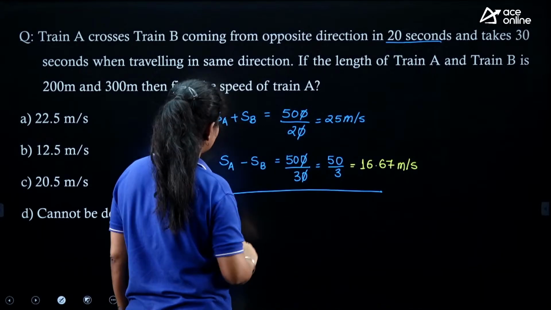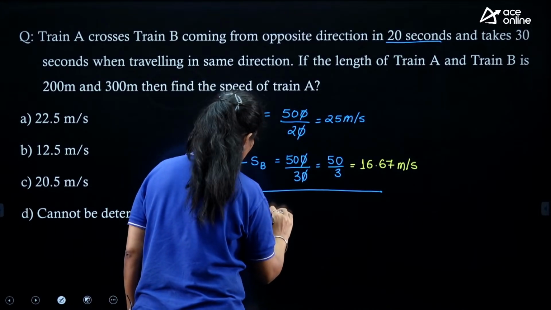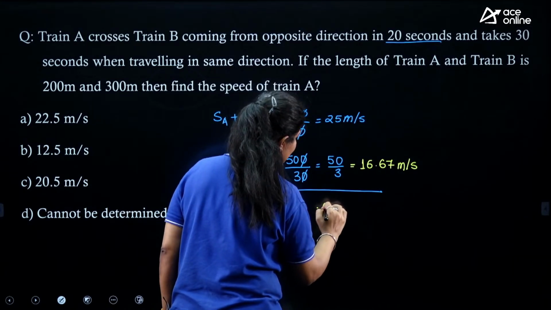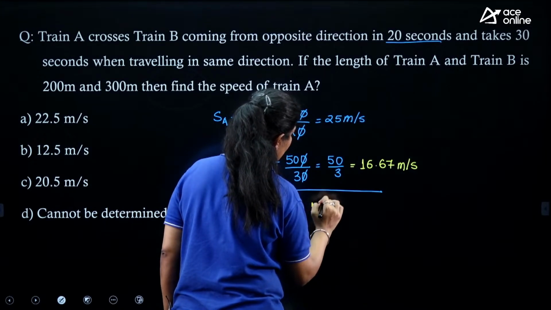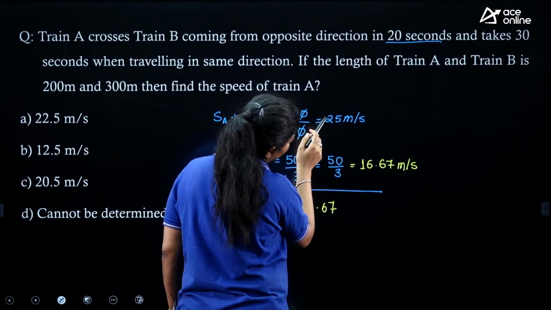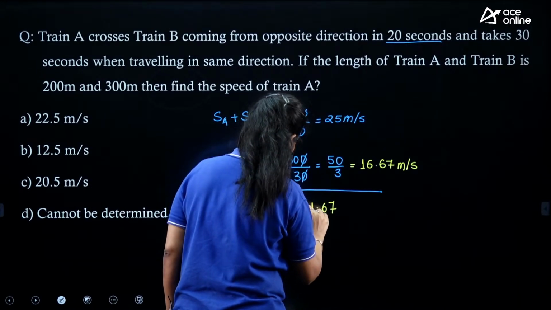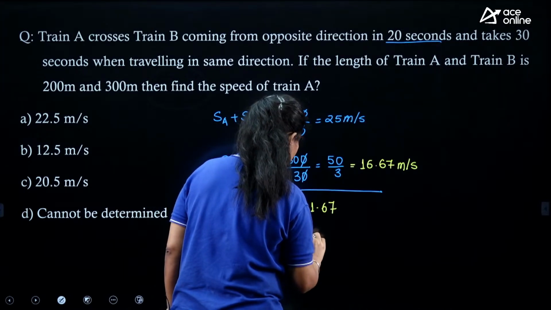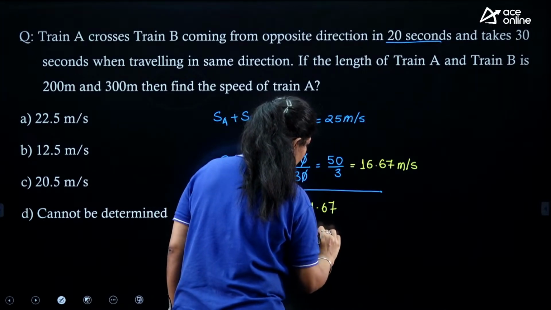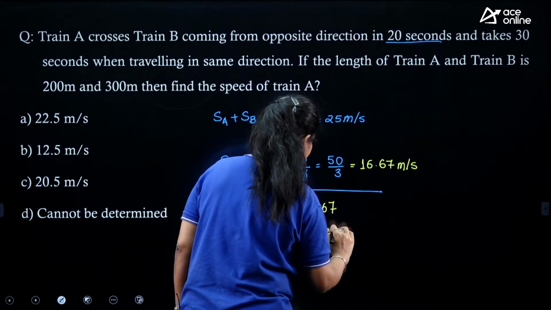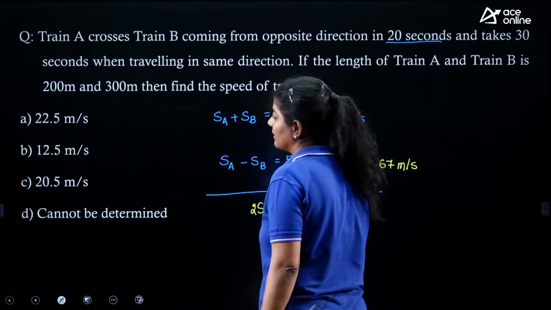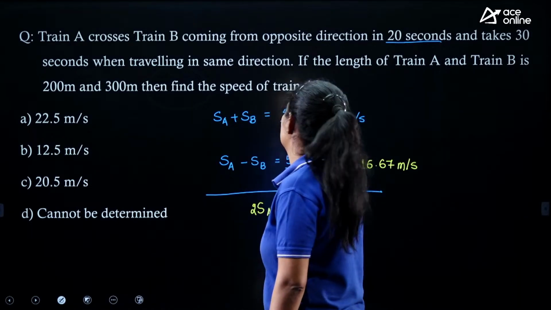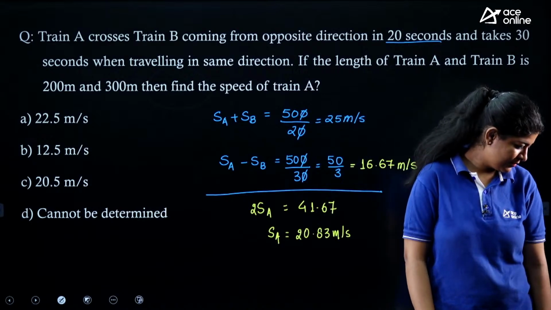So when I add this value, twice of SA is equal to 0.67 and 1, and here 1 is carried forward, that is 41. So the speed of train A is equal to 0.83 meters per second. Are we having this kind of option? No. We are not having this kind of option.